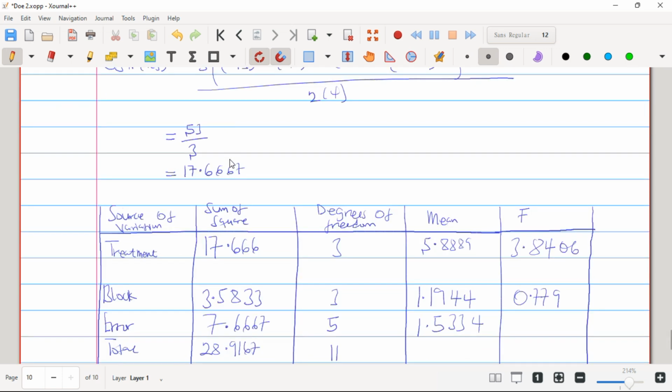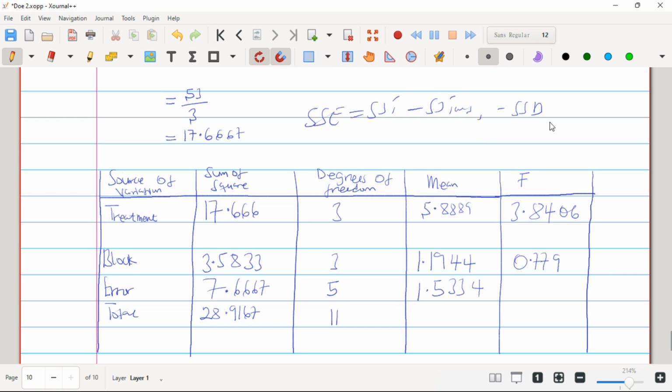So you see our sum of squares error, right? The sum of squares error can be calculated using the sum of squares total minus the sum of squares treatment adjusted and then minus the sum of squares block, right? Once you do this, you are going to get that, and once I subtracted from that, I got 7.667.